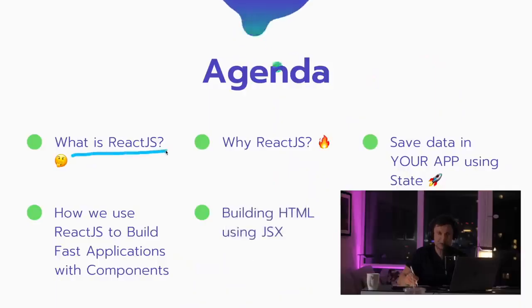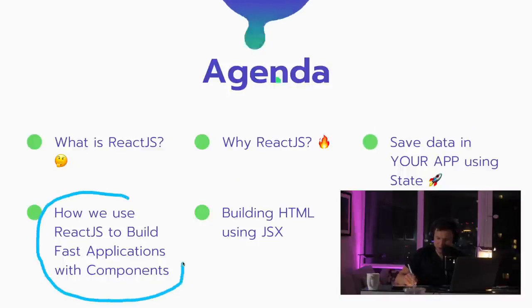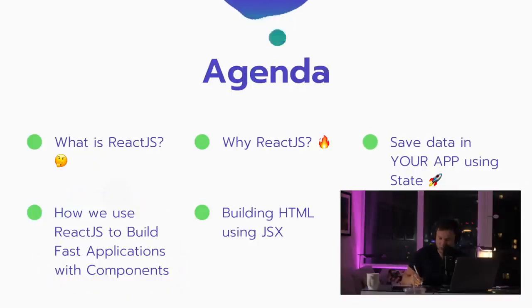React.js 101. Let's get straight into it. So, what are we going to learn today? We're going to learn a few different things. Part 1, what is React.js? Talking about how it works, what it is made of, and how we use it. We're going to talk about how we use React.js to build fast applications with components, which is probably the most important part of React.js. You'll learn here in a second. We will talk about why React.js has become such a popular framework library, and why you should learn it, of course.